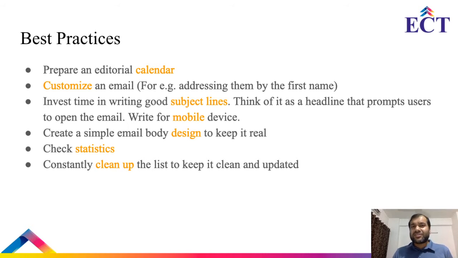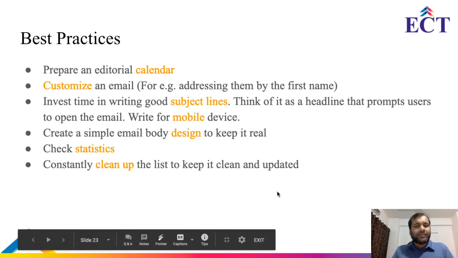Check statistics, means how many people have opened, how many people have clicked, etc. Suppose out of 100 people in your list, 10 people are never opening your emails. Then why keep them in your list? Simply remove them, right? Delete them. Because if they're not opening your emails, maybe they're not interested, or maybe it is going in their spam folder. Maybe you can't help it, so simply remove them. Okay. So constantly clean up the lists and keep them updated.